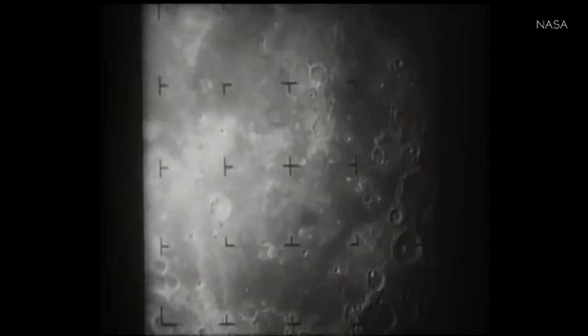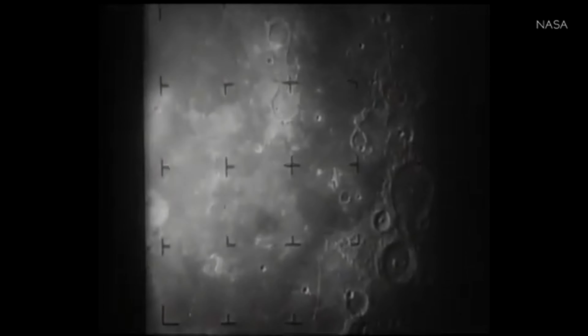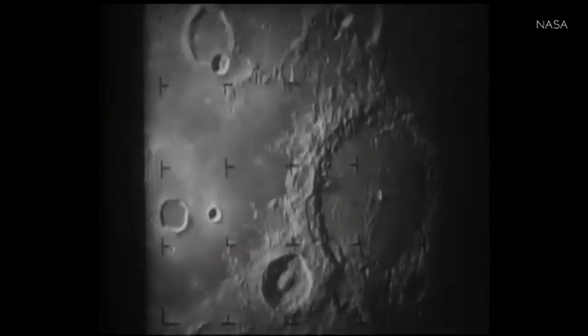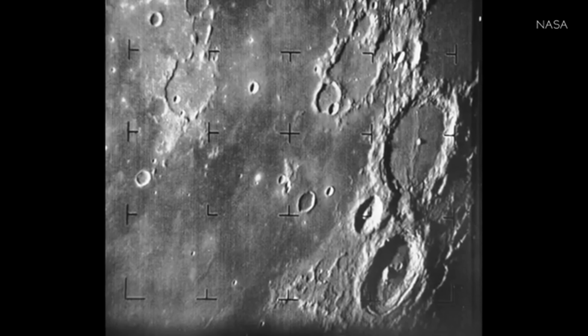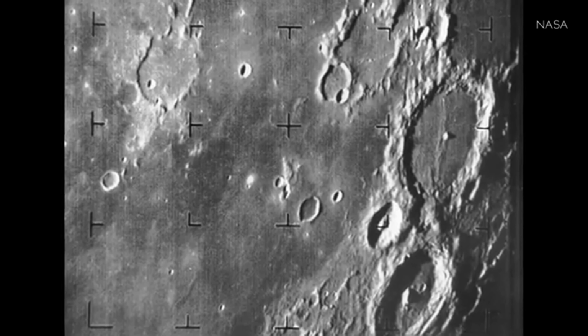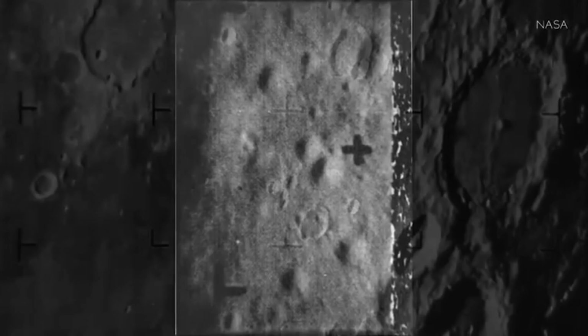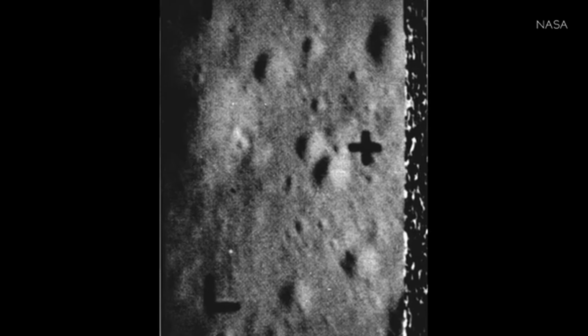Before we could even think about landing on the moon, we had to understand what the moon was actually like on its surface. And it's really important to recognize that before these vehicles went to the moon, the smallest thing we had ever seen on the lunar surface through terrestrial telescopes was about 1 kilometer on a side.